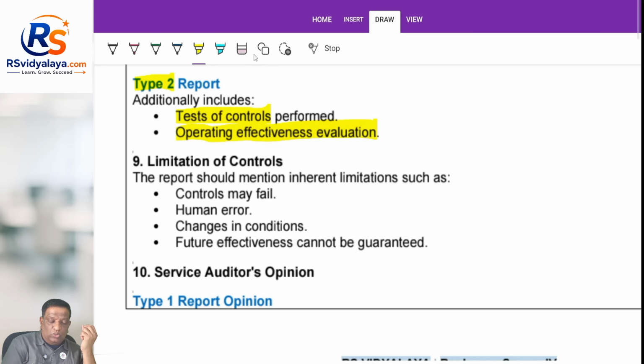And then limitation on scope. Any inherent limitations, the report must mention, because these controls may fail: it is not a robot operating, there can be human error in the data, there may be changes in the conditions, or future effectiveness cannot be guaranteed. Though the controls are good, you don't want to give any future guarantee. So it is a simple disclaimer type of limitation on controls that would be given over there.